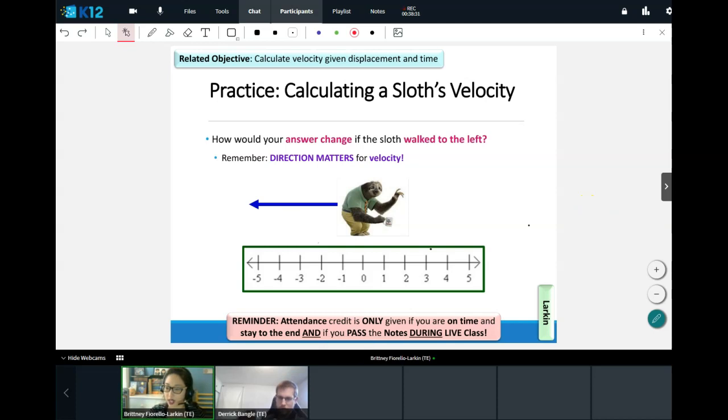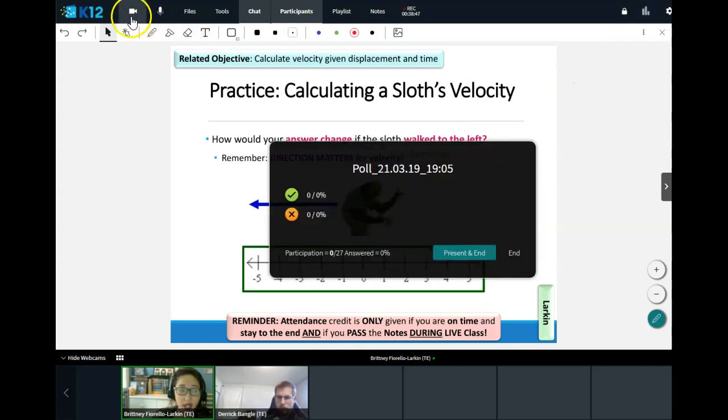Excellent. I see Cody, I see Kalina, I see Lexi, I see Alex. Yeah, they're becoming more and more negative, right? So if we were to go to the left, then our velocity, because direction matters, would become negative because it's going in the negative direction. Give me a green check, orange X, everyone, if that is beginning to make sense.